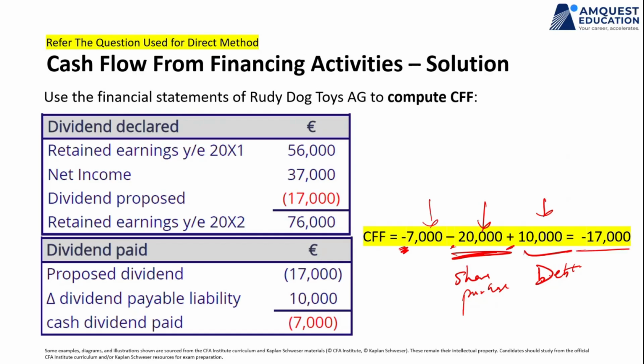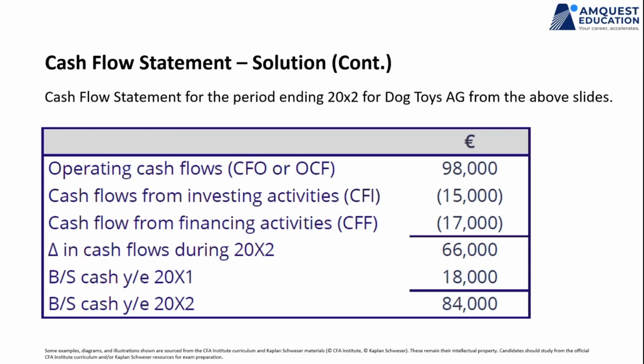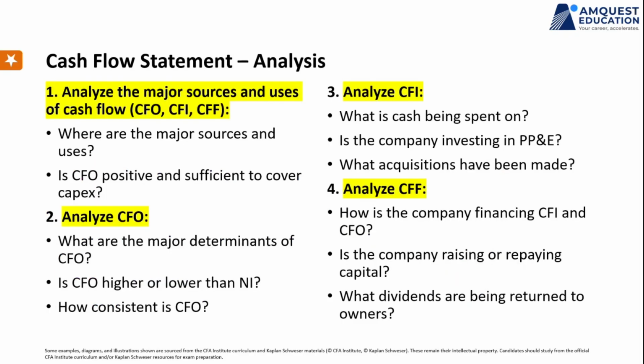Net cash flow from financing activities is minus 17,000. The solution: operating cash flow plus investing cash flow plus financing cash flow is 66. This plus this plus this. And from this, if we add 18, we get 84,000, which is the cash for the year ended 2022, right?